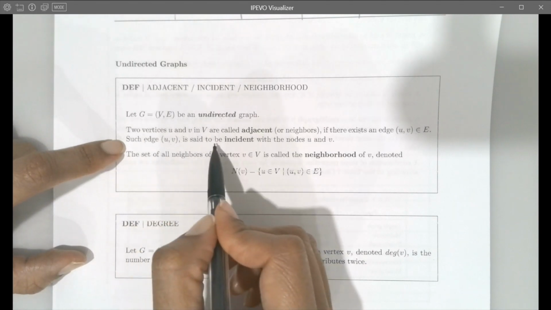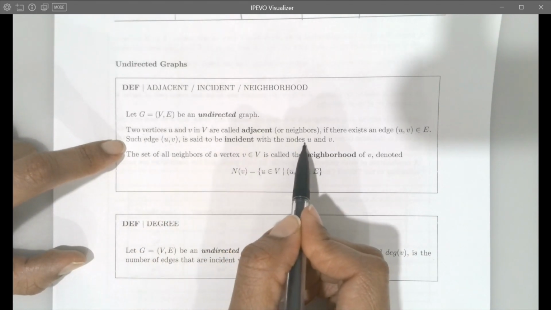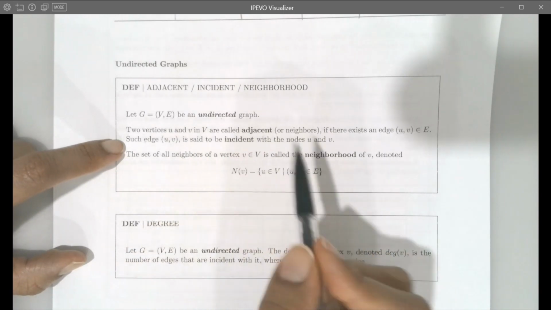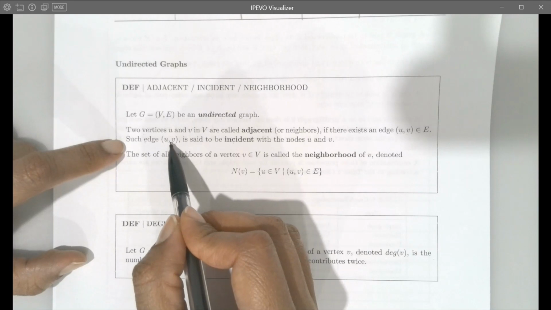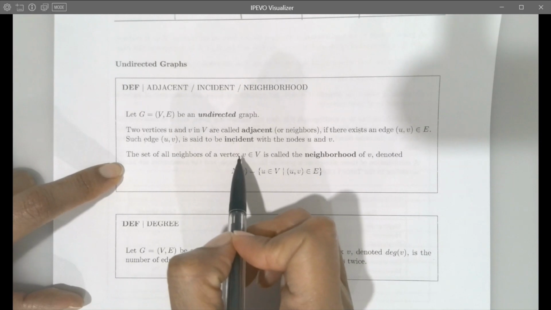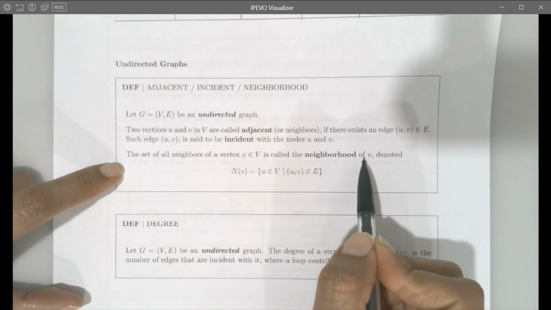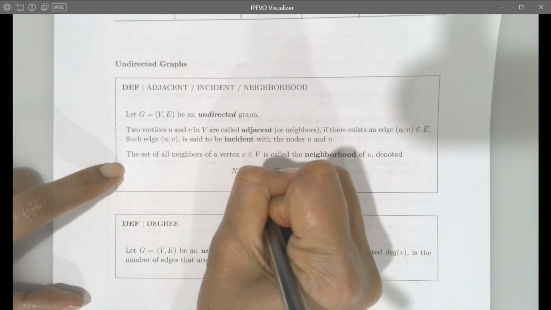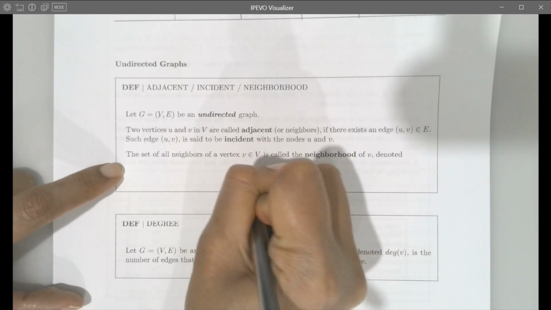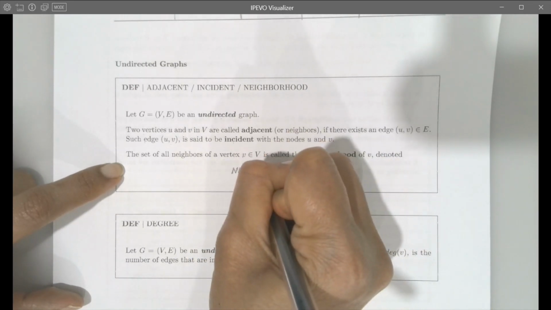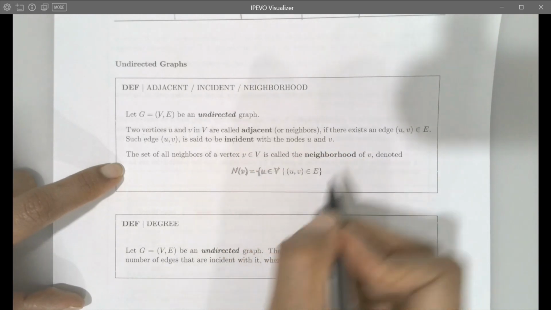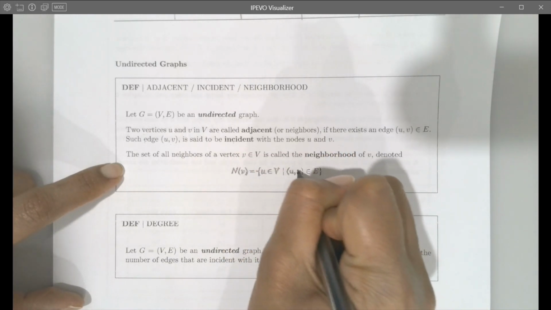Such edge is said to be incident with nodes U and V. So the adjacency happens between two nodes. The incidence happens between an edge and a node. Now the set of all neighbors of the vertex V is called the neighborhood of V. And so what that will look like is a capital N of V, that's the notation, and that is going to be the set of all nodes U in the set of vertices V, such that (U, V) is an edge.